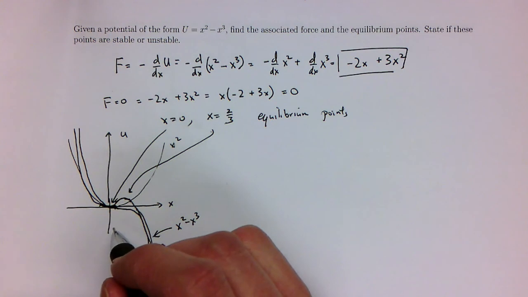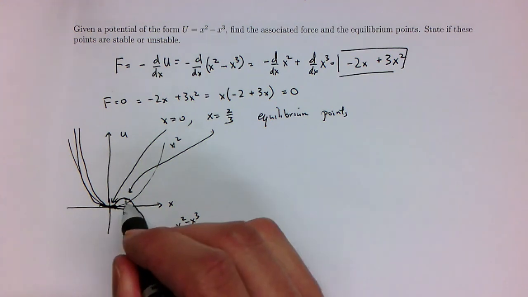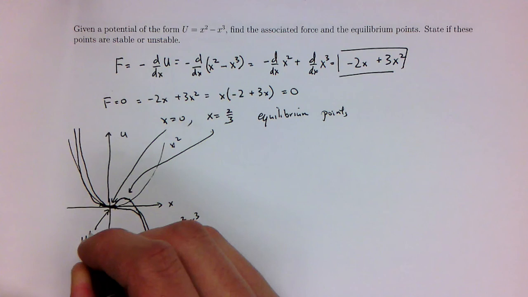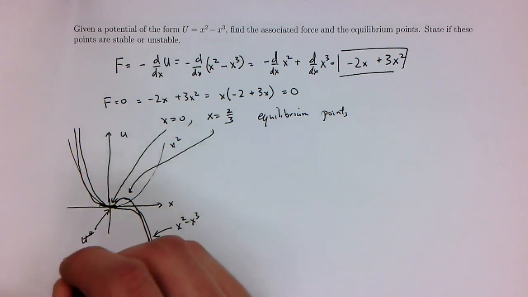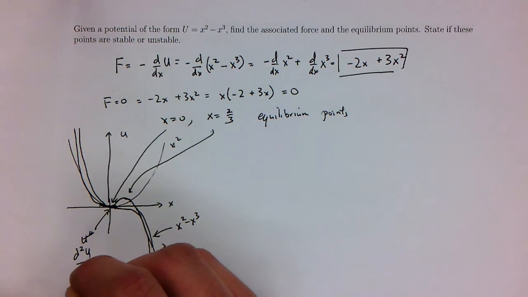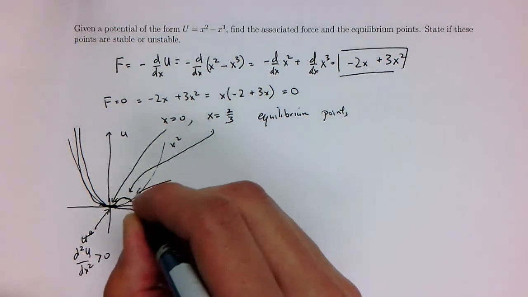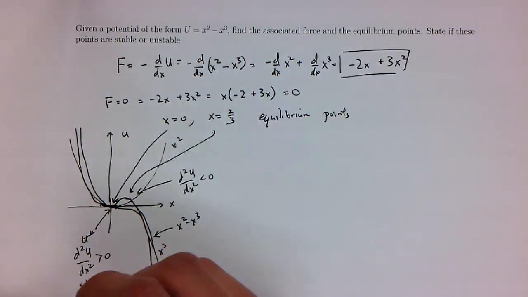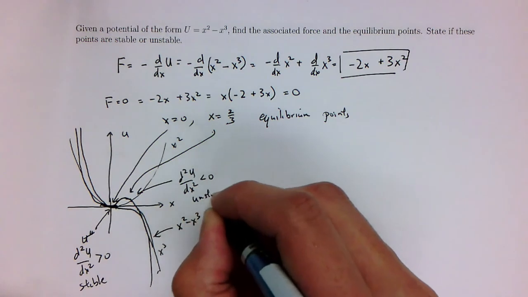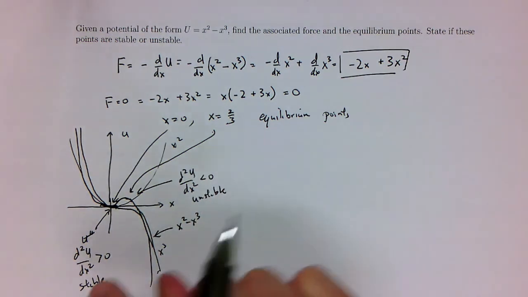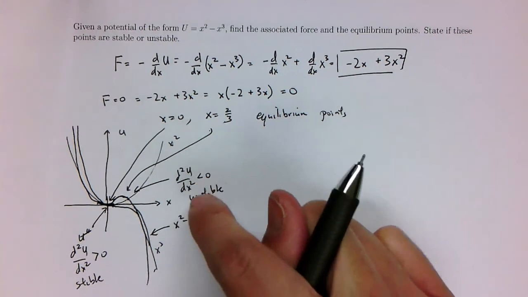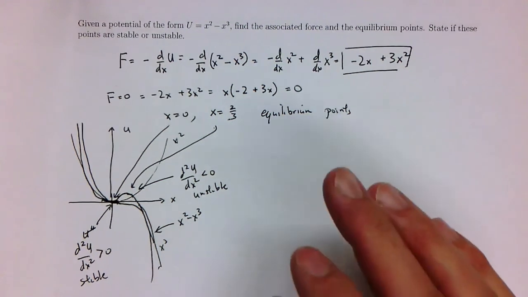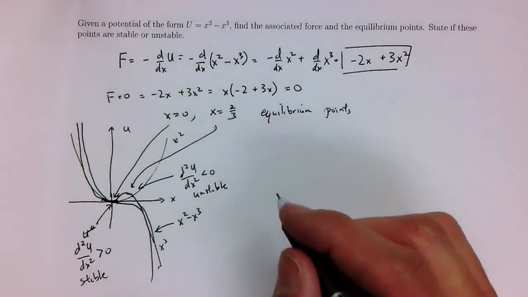Now, you can do this by showing this graphically, but you can also show this mathematically. Namely, you have to show here, this is stable because u double prime, or the right way to say it, d squared u dx squared, is greater than 0. And here, d squared u dx squared is less than 0. So this is stable and this is unstable. And you could check this for any single point. By calculating whether d squared u dx squared is greater or less than 0, you can check whether or not these points are stable or unstable. Okay, so let's get to it.